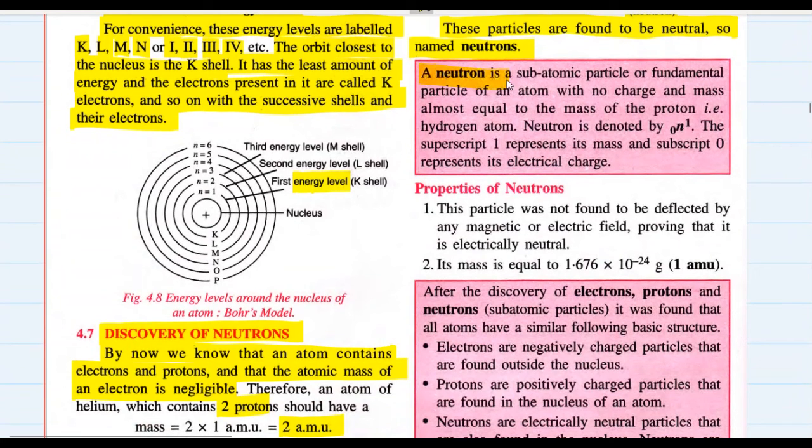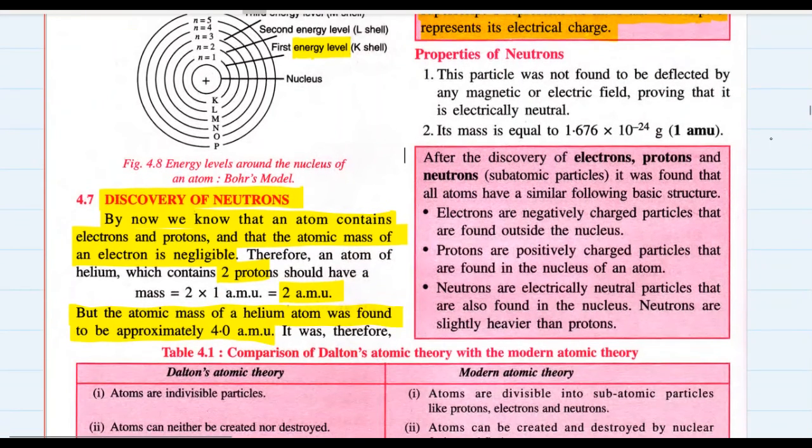A neutron is a subatomic particle or fundamental particle of an atom with no charge and mass almost equal to the mass of a proton, that is, a hydrogen atom. Neutron is denoted by n. In the superscript there is 1 and in the subscript there is 0. The superscript 1 represents the mass of the neutron, which is a unit mass, that is 1 amu. And the subscript 0 represents its electric charge. 0 charge means it is electrically neutral, it has no charge.